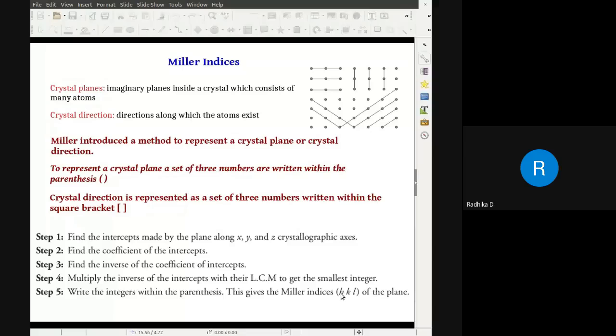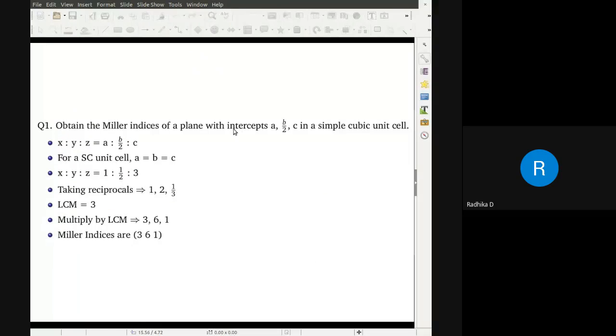HKL. H obviously with respect to x direction, K with respect to y direction, and L with respect to z direction. I'll move to the next slide and then give you an example. So here is the case.